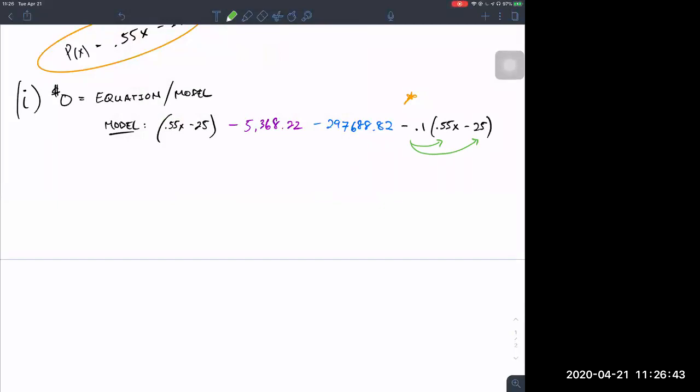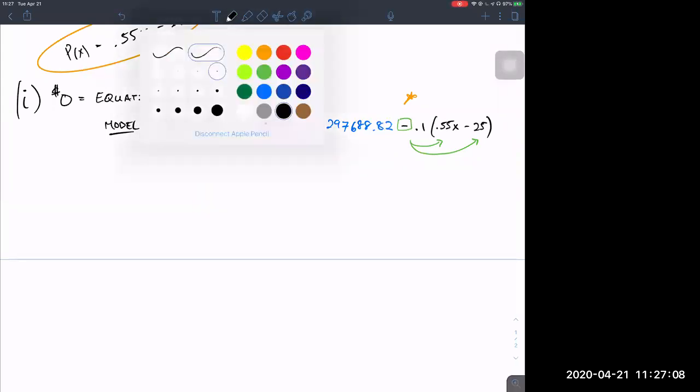So I'll say it one more time. If this last section right here is distributed by negative 0.1, right? Because of that negative right there. And then you set this entire model equal to 0 and you solve for it, you will get the correct answer. However, the way I have it in the solutions is to make it a little bit easier for myself.